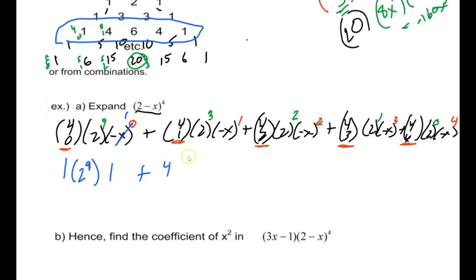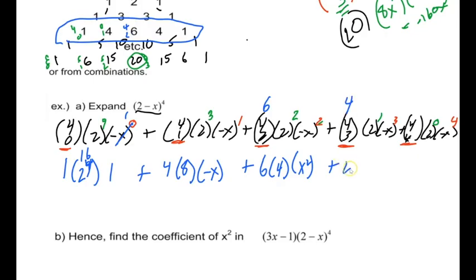2 to the 3rd is 8. That's a 4. Okay, 2 to the 4th is 16. Sorry, my writing's bad. Negative x to the first is negative x. Again, we multiplied. 4 choose 2 is right here, 6. 2 squared is 4. Negative x squared, even power gets rid of the negative, so this is x squared. Plus 4 choose 3, 4 times 2, negative x cubed, odd power keeps the sign, so it's negative x cubed.